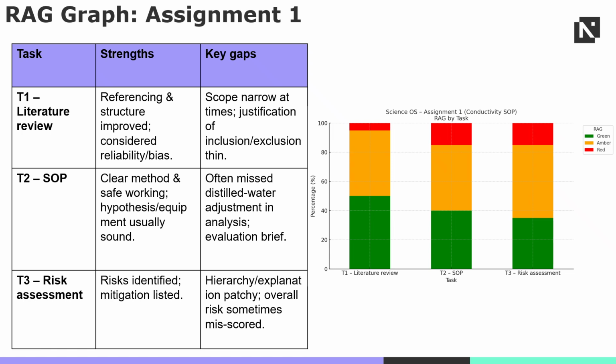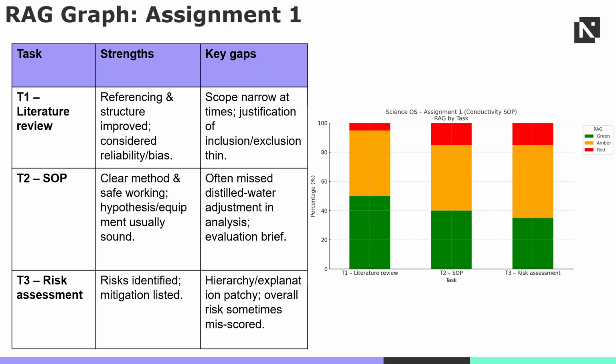So with regards to task 1, stronger scripts were structured and referenced. They defined the focus, conductivity of river water, selected 3 to 5 credible sources and commented briefly on reliability, bias and peer review. Where marks dropped, justification.